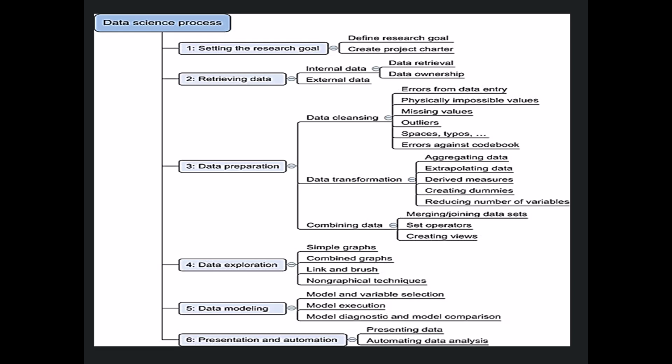What do you mean by missing values? Suppose for a student, we know the register number, we know the address, but we don't know the name. So those values will be missing values.